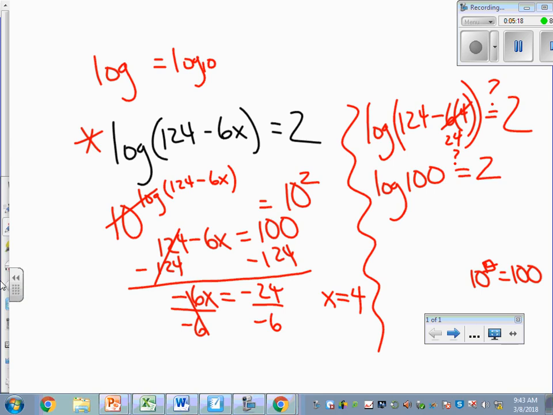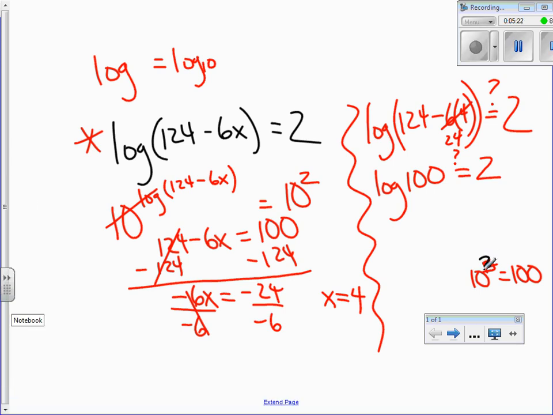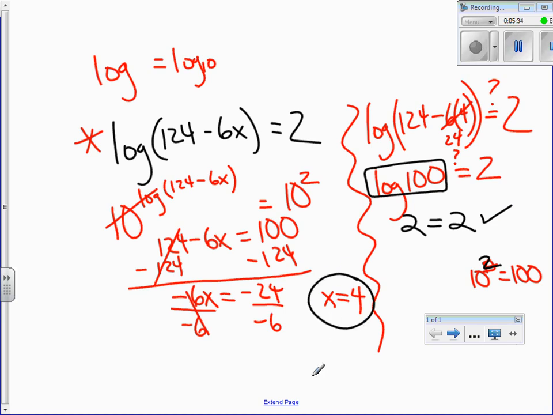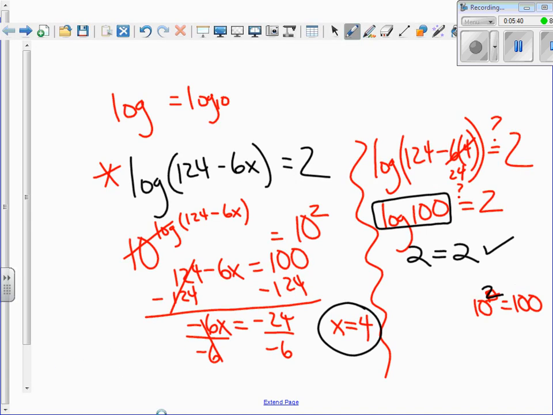All right, I'll use a different color. That might be better. Okay, 2. 10 squared is 100. So this side all becomes 2. And lo and behold, it matches the right side. I'm now confident that 4 is my solution. Let's go to Math Excel, punch it in, and see if Math Excel likes it. It better, because I know it's right.